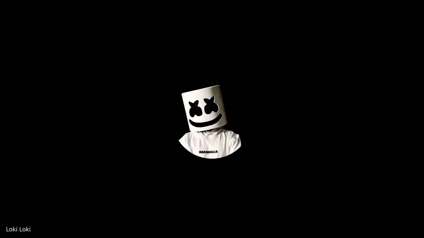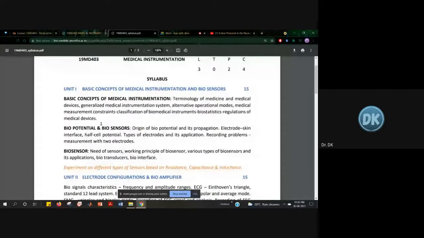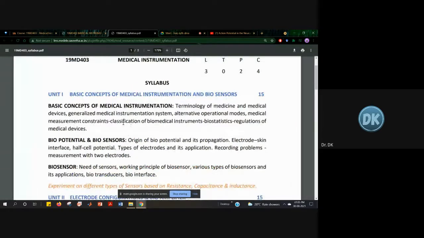Okay, so previously we started with a quick recap of your previous classes. We started with the introduction to biomedical instrumentation. We started with the block diagram, operational modes, and then different physiological parameters, and then classification of medical instruments, and then we stopped with biostatistics.